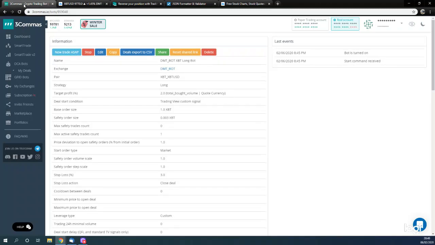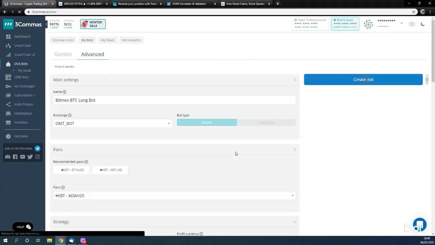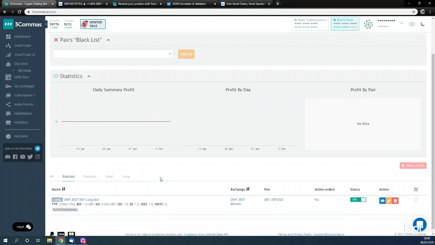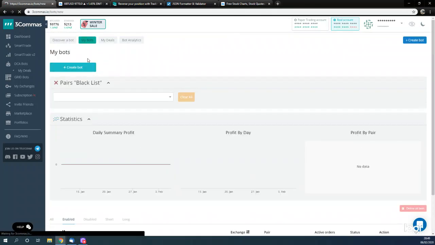So we need to go to 3Commas again, and then we need to create another bot. So go to my bots basically. You can see we've got our long bot here. So we now need to create a short bot. So we're going to create a bot.